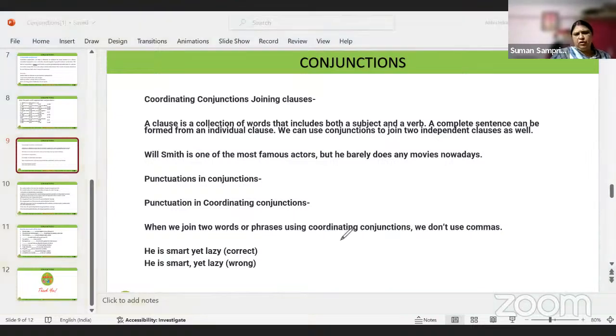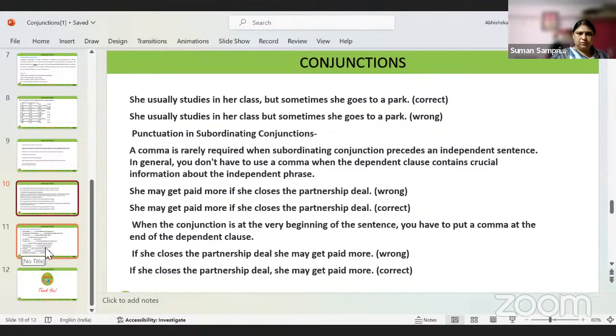So when we join two words or phrases using a coordinating conjunction, we don't use a comma. With a coordinating conjunction we don't use commas, but with other conjunctions, whether we use it or not, let us have a look. She usually studies in her class, but sometimes, so it is correct with but we are using.